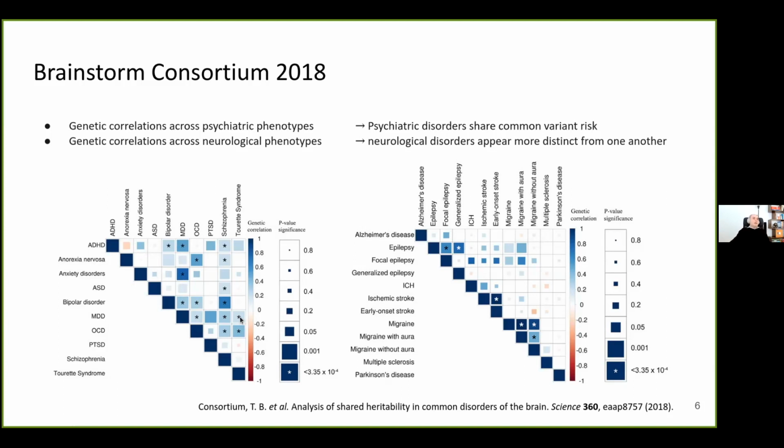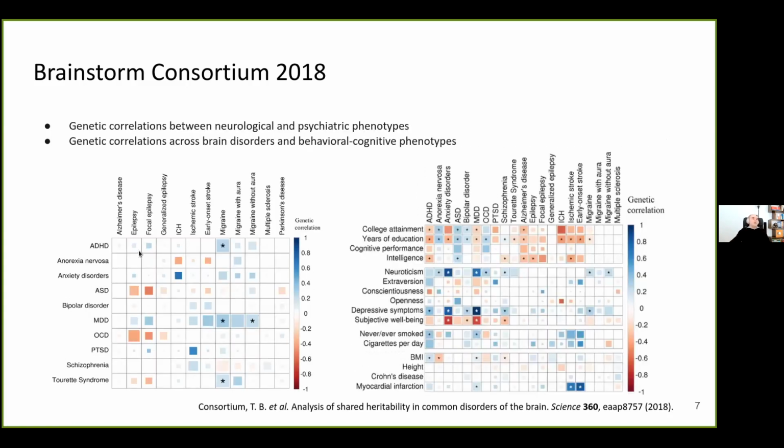psychiatric disorders. But when we look at the neurological disorders, whenever we see overlap, it's mainly within the subcategories of neurological disorders. For example, epilepsy is correlated with focal and generalized epilepsy, or migraine is correlated with subtypes of migraine. So there is a more distinct underlying genetic pattern for neurological disorders. And when we look at the overlap between psychiatric and neurological disorders, we still see that neurological disorders are more unique and don't share as many underlying genetic factors with psychiatric disorders.